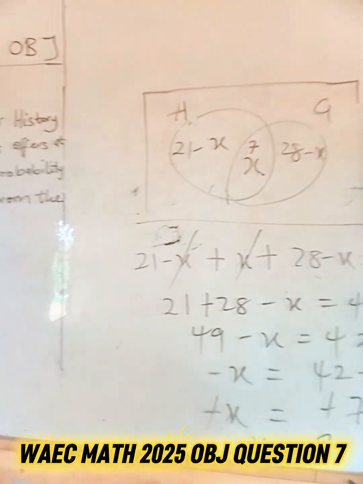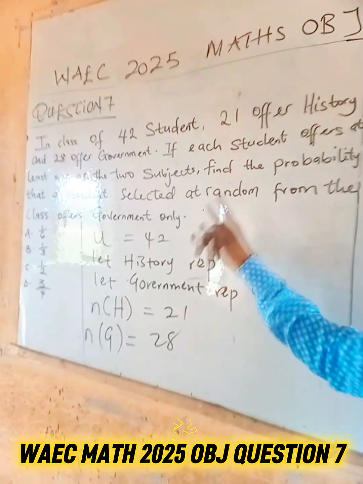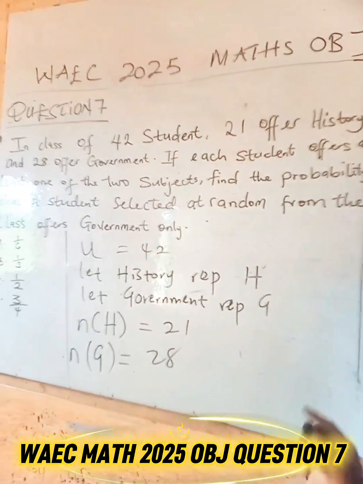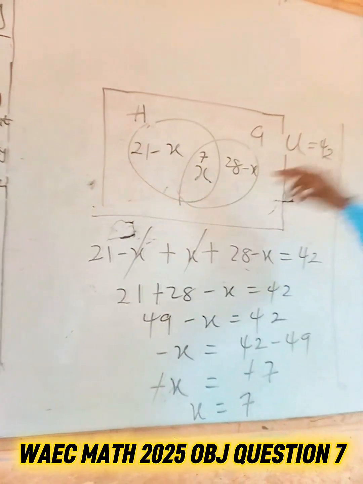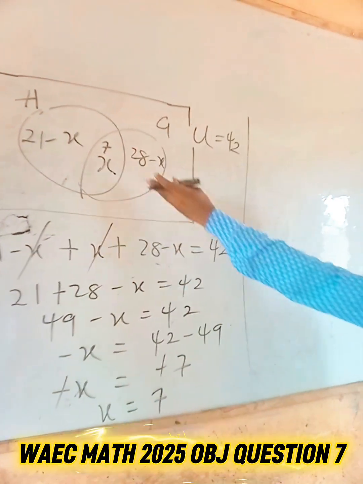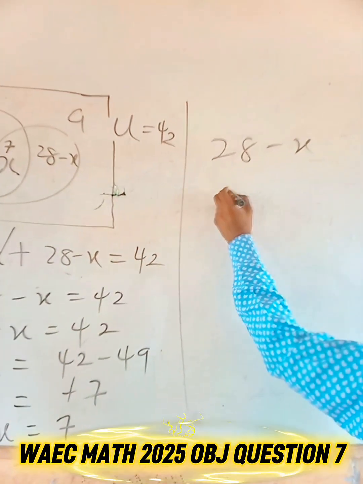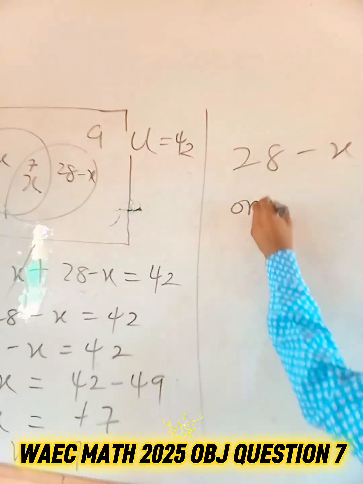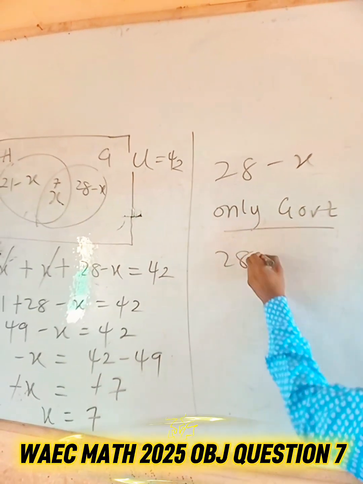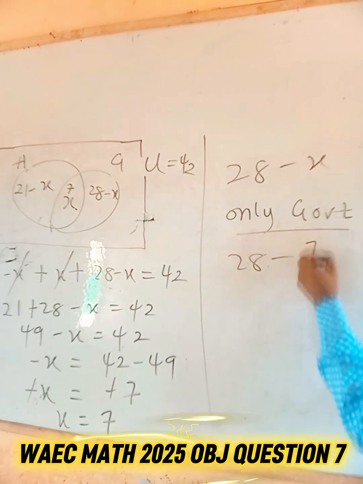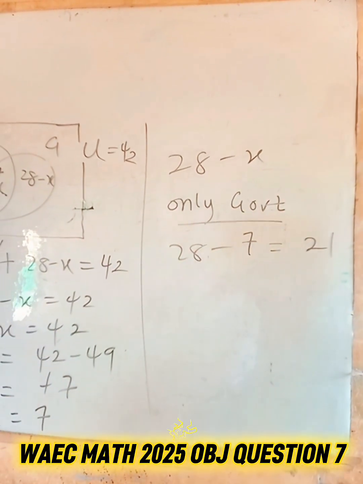So let's go back to the question again and see what we have to look for. The question is, find the probability that a student selected at random from the class offered only government. Now, since we have both subjects now, to get only government, that will be 28 minus X, and X is already 7. So government only will be 28 minus 7, which is 21. So 21 students offered government only.